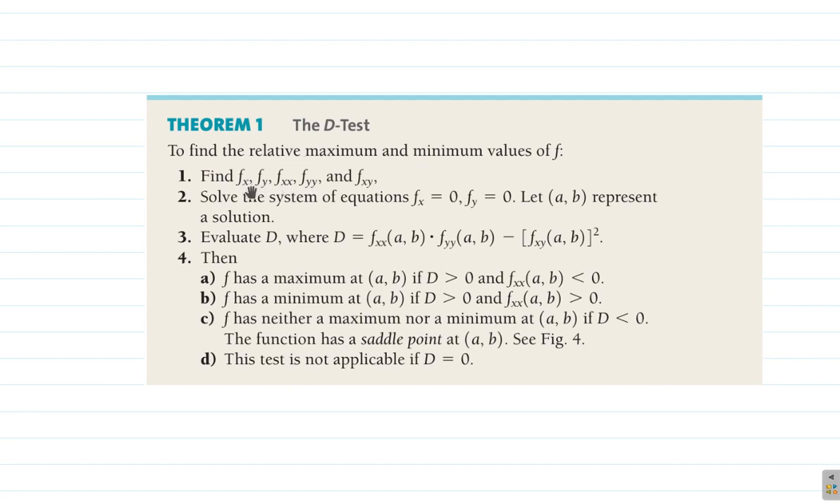So we're going to have to find fx, fy, fxx, fyy, and fxy. As for fx, we equate it to 0, and fy we equate it to 0, and solve them to find the location of the critical point. Then we evaluate D, where D equals fxx(a, b) times fyy(a, b) minus fxy(a, b), and then that squared.